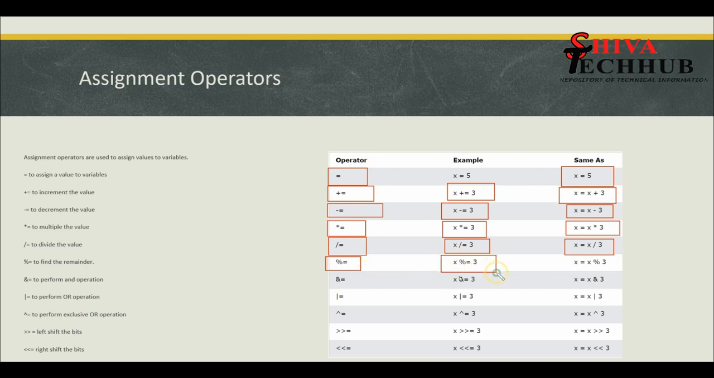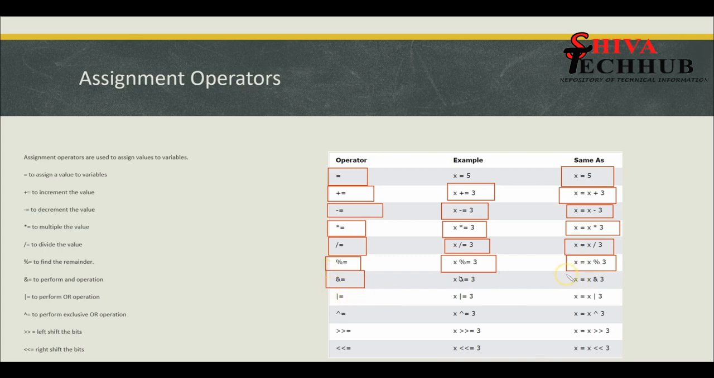It returns you with the remainder. Whenever you divide 5 by 3, the remainder will be 2, right? So that will be the output result of this particular operation. Then let us also look into the next operator in the coming slides.